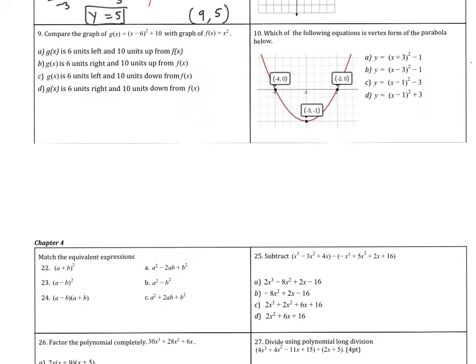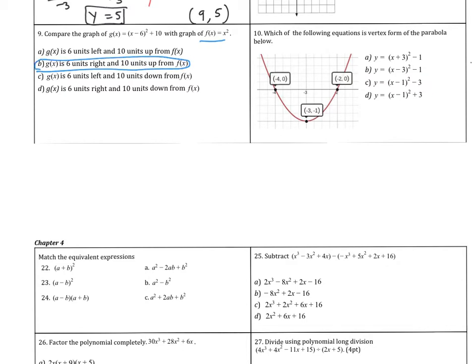Question number 9, we're going to compare the graph g(x) = (x - 6) squared + 10 with the parent function f(x) = x squared. So this negative 6 inside means right 6 units, and 10 outside means up 10 units. So right 6 and up 10 is option B.